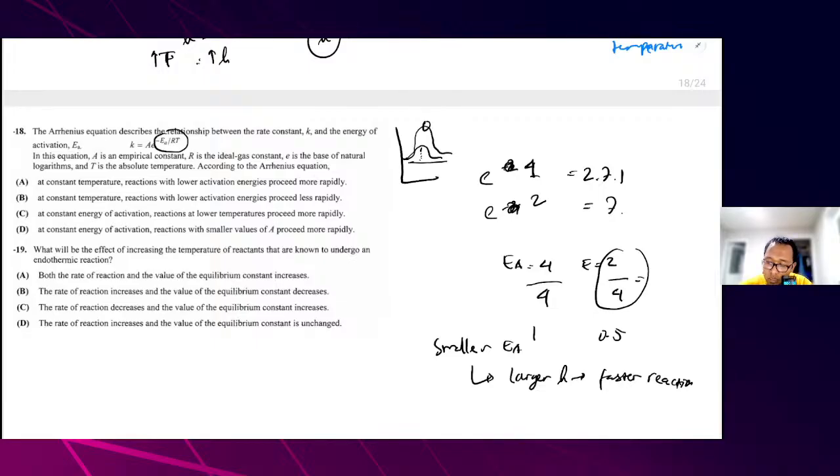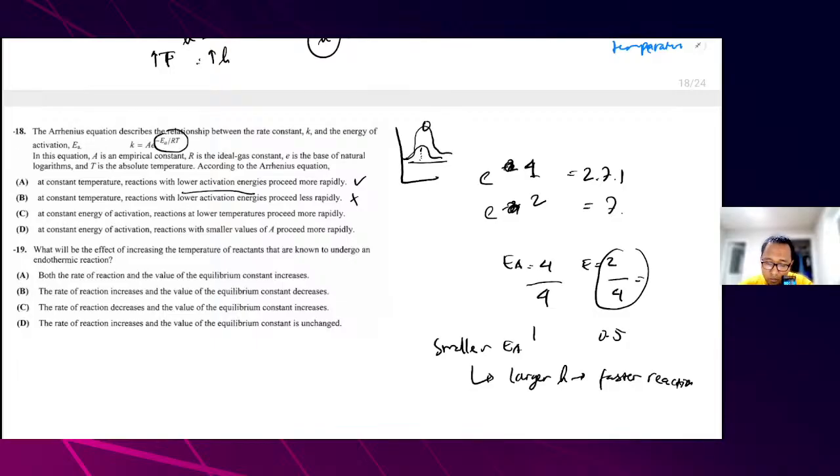So at constant temperature, a reaction with lower activation energy, lower EA, will be more rapid. This one looks correct. But take a look at the others. At constant temperature, a reaction with higher EA proceeding faster, this is wrong, like I mentioned before. A reaction with lower EA has lower activation energy, so it will be much more rapid. And then option C.